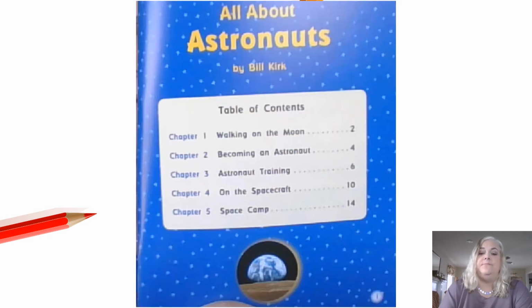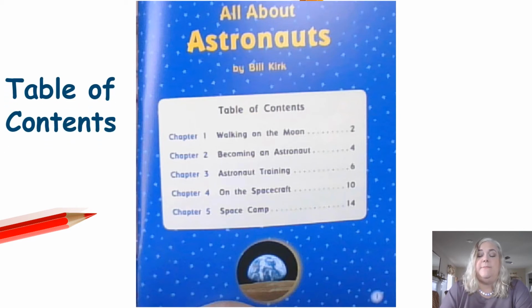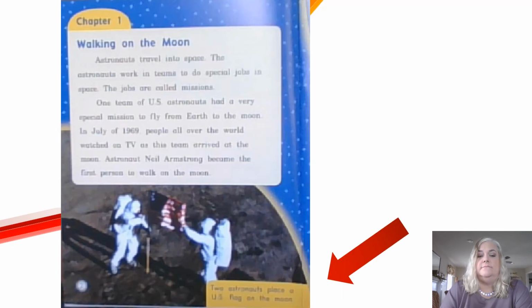Let's begin. Here we have one of those nonfiction elements, don't we? That's called the table of contents. On there lets you know what's in each chapter and what page you can find that chapter beginning on. Table of contents. Chapter 1. Let's begin reading.